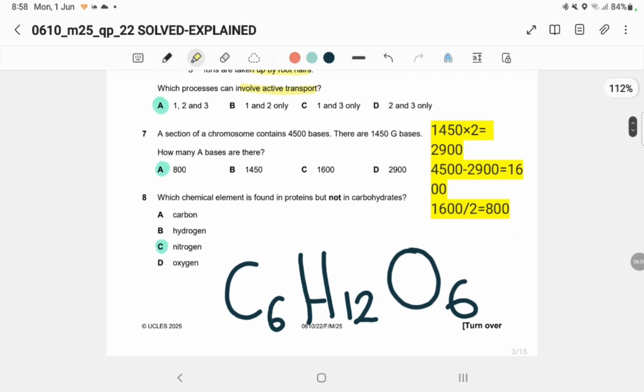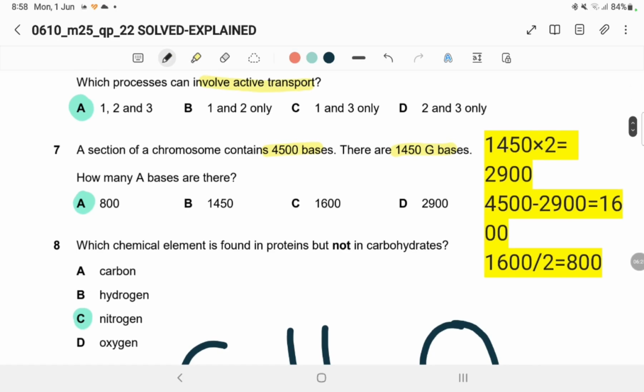Now moving on to question 7. A section of chromosome contains 4500 bases, and there are 1450 G bases. How many adenine bases are there? Basically, if I am telling you that there is a G base, of course it is bonded with cytosine. So cytosine with guanine means that 1450 should be multiplied by 2. So it will be 2900, and then you have a total of 4500. So 4500 minus 2900 is equal to 1600 bases.